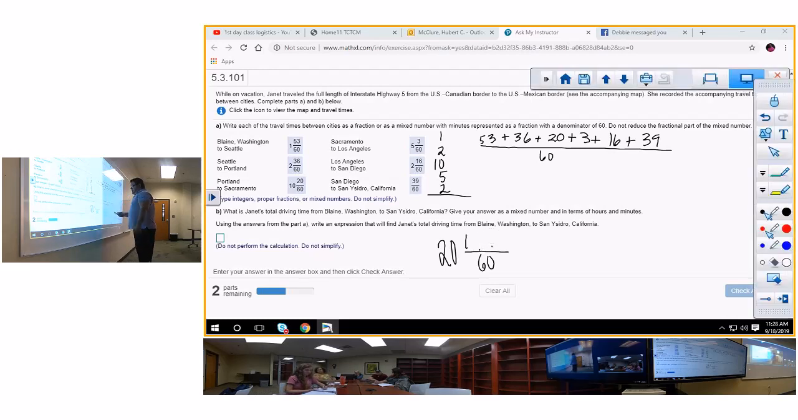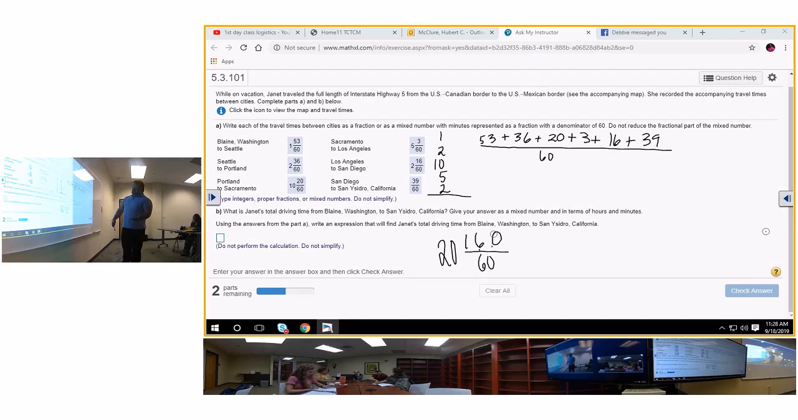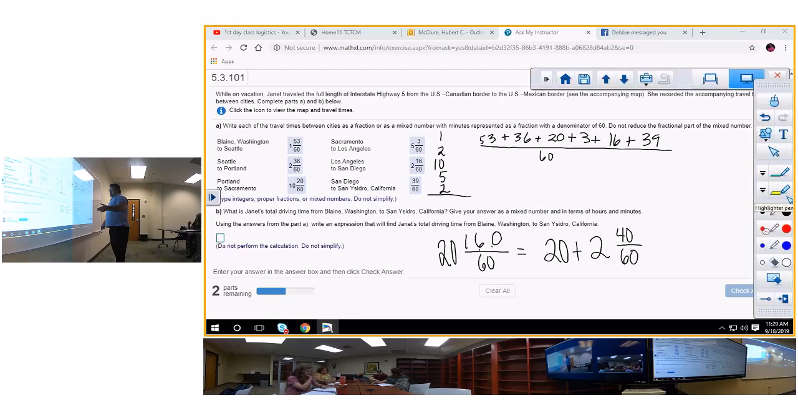Okay, now how many times will 60 go into 160? Well, 60 times 2 is what? So that'll be 120. And what is 160 minus 120? 40 over 60. Let me show you a trick I learned in the war. Those zeros go out. And I get 22. And what is 4/6? 2/3?